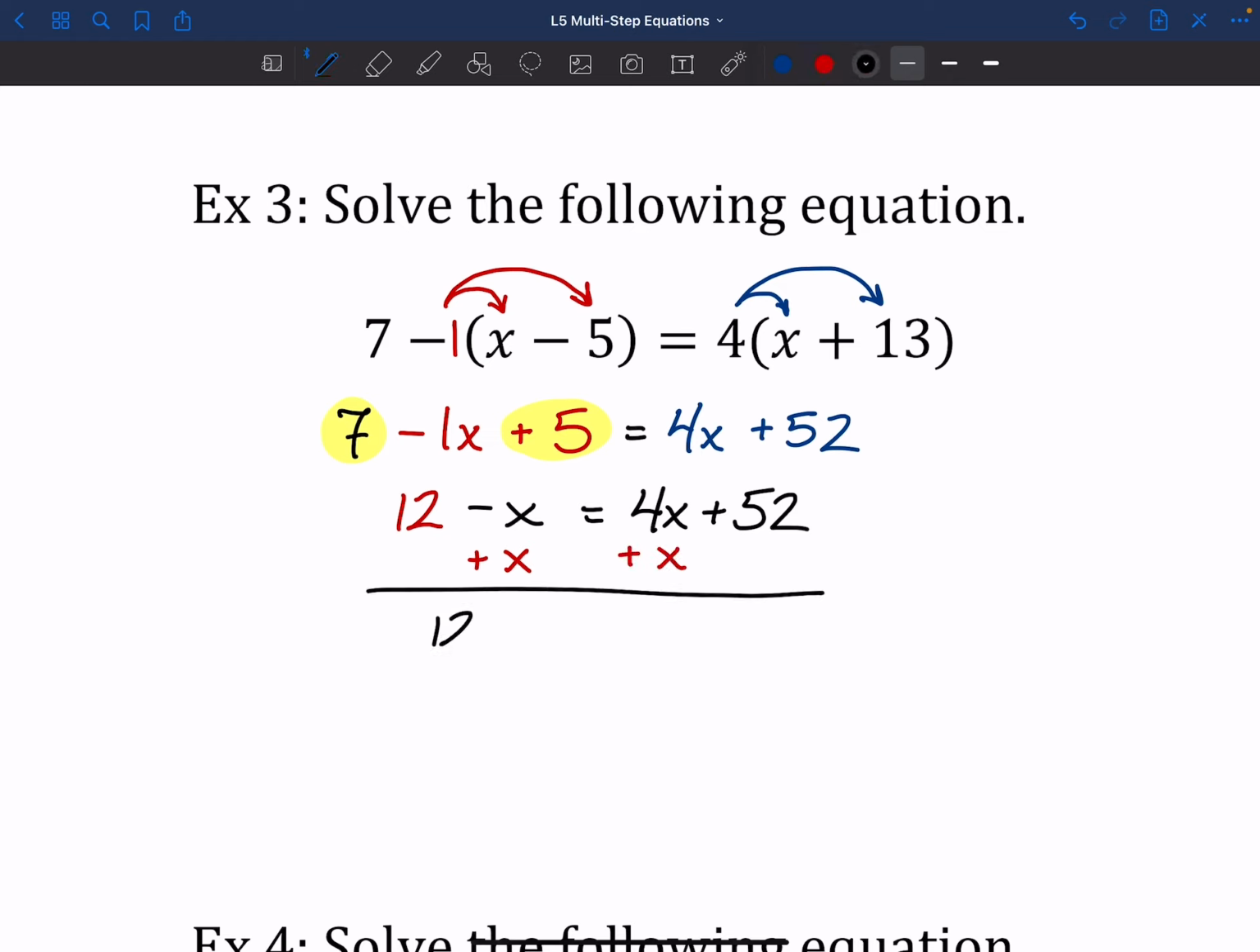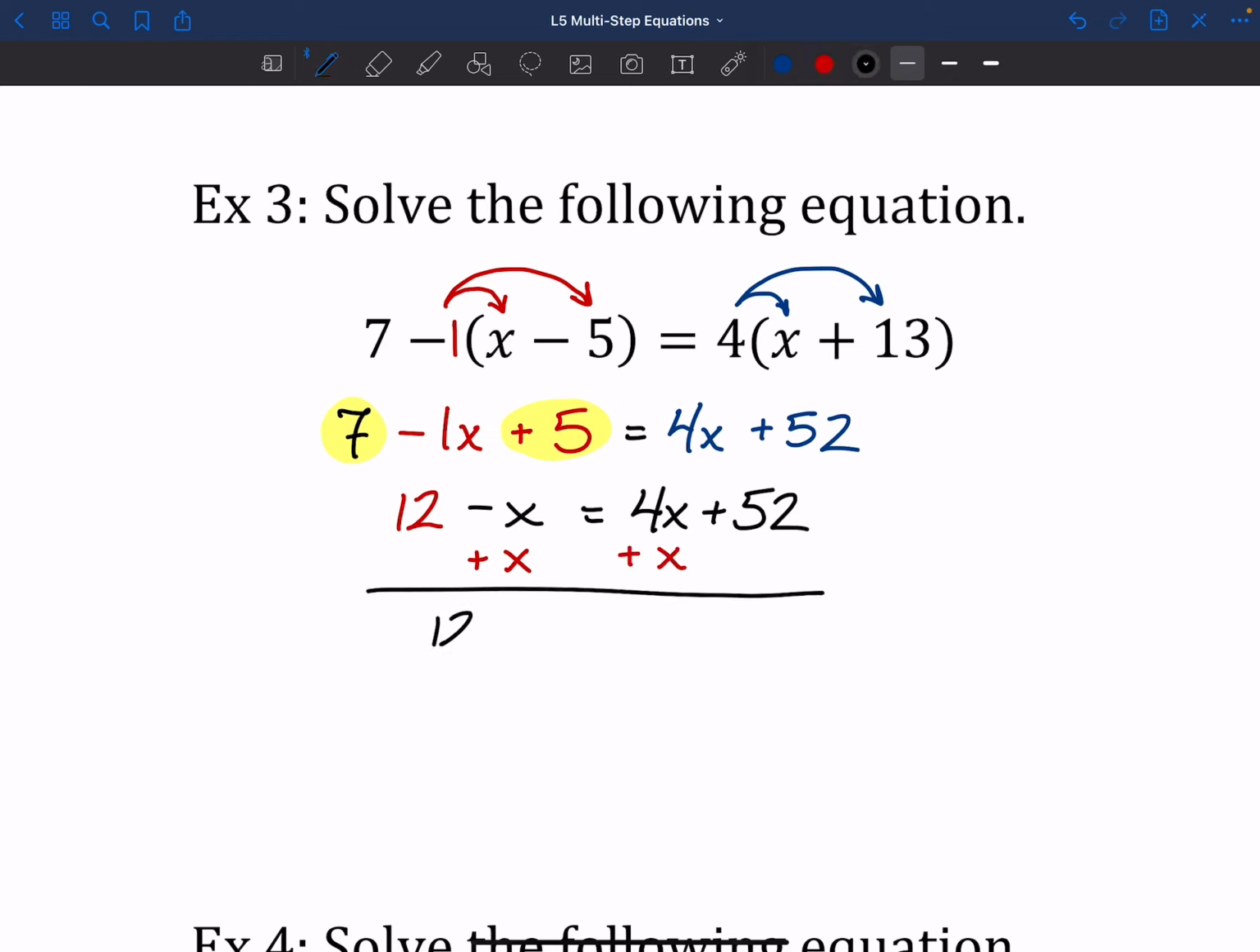I'm going to move all of my constants, meaning that 52, away from them, over to the left. All right, so that's why I'm going to subtract 52 from both sides here. We'll end up with negative 40 over there, 5x on the right side.